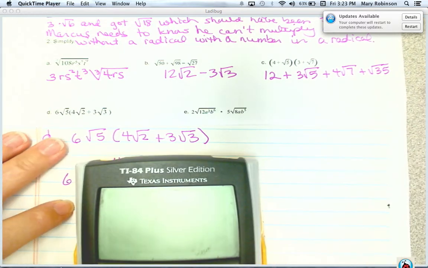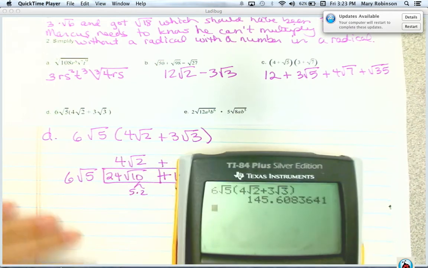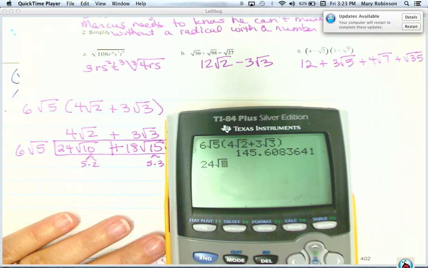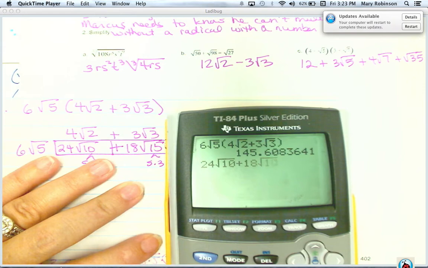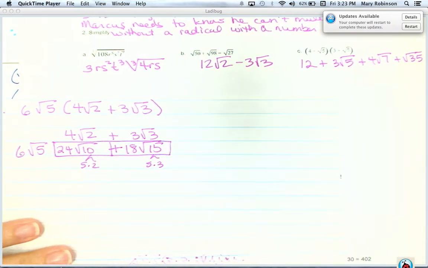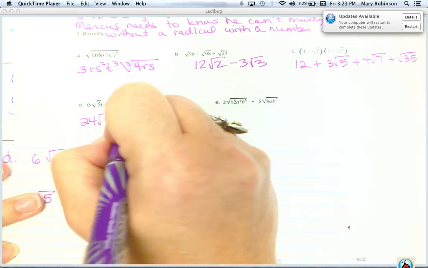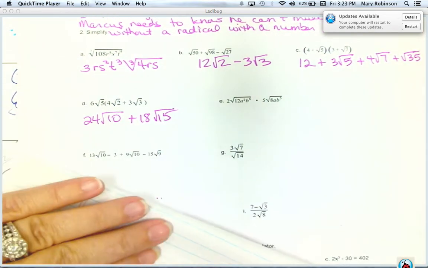But of course we should check it. And then our answer, 24 square roots of 10 plus 18 square roots of 15. And they match, so our answer is good. All right, next for E.